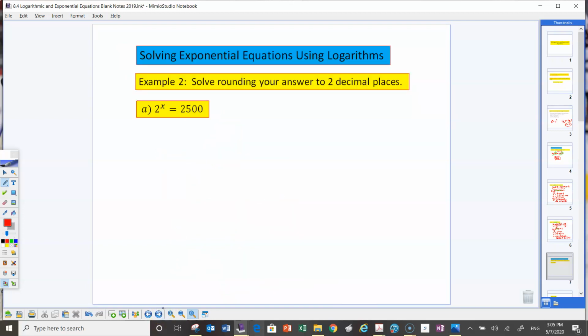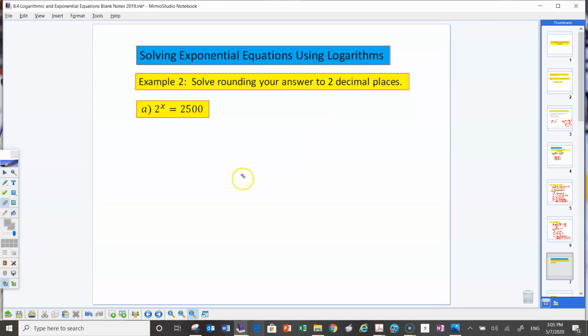Okay, so that was solving logarithmic equations, and now we're going to look at solving exponential equations using logarithms. Now in chapter 7, we introduced things like this. If we had 2 to the x equals, let's say, 8. Well, I could get 8 in base 2, and since the bases are the same, x would equal 3.